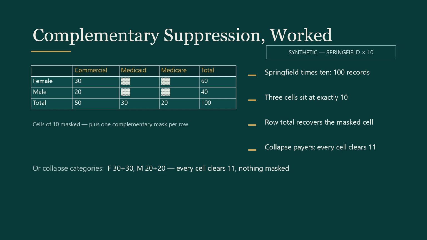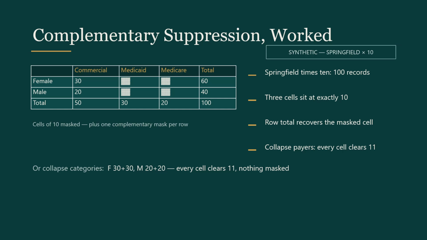Now apply the 1 to 10 band. 3 cells sit at exactly 10, female Medicare, male Medicaid, and male Medicare, and all 3 must be masked. Start with the naive move. Mask the female Medicare cell and publish everything else. A reader takes the female row total of 60, subtracts 30 and 20, and recovers 10. The suppression bought nothing. This is the algebraic reverse engineering the policy warns about, and it is not clever, it is subtraction. So you suppress complementarily.